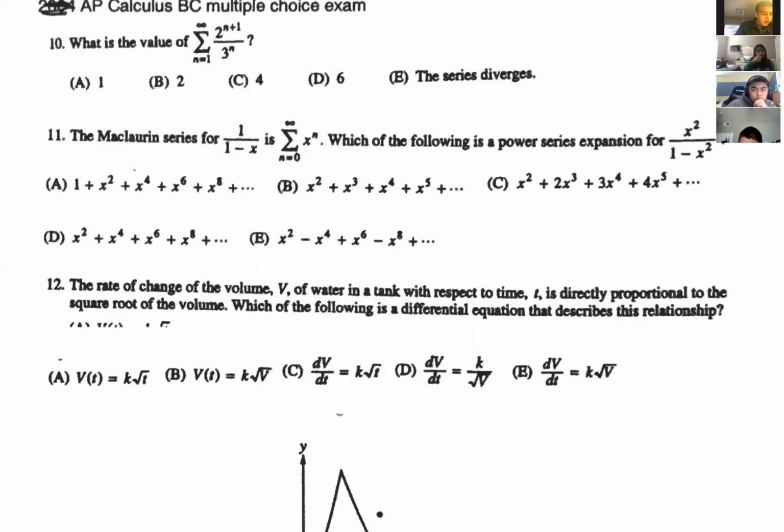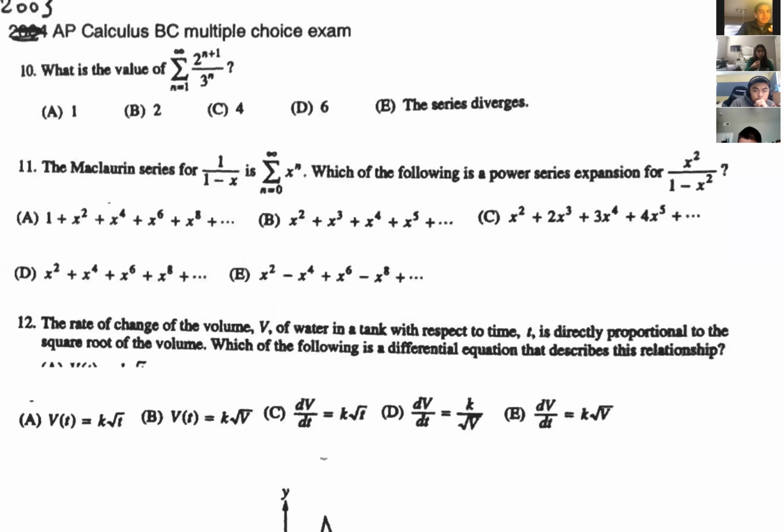Okay, so number 10, this one looks like it's geometric to me, and that's one of the things you do need to know for the AP test. So what I'm going to do here is rewrite this series as the summation from 1 to infinity. Instead of 2 to the n plus 1, I'm going to write this as 2 to the n times 2. If you want to put the 1 there, you can. Over 3 to the n.